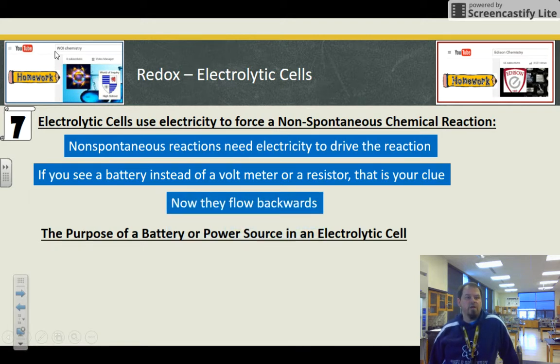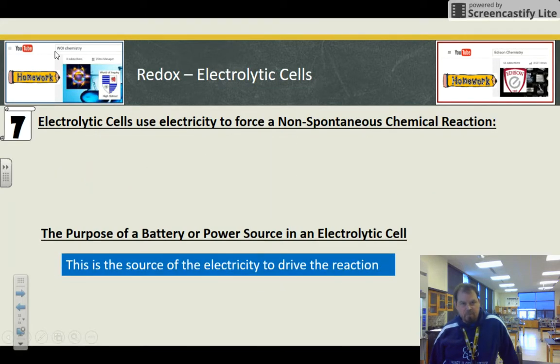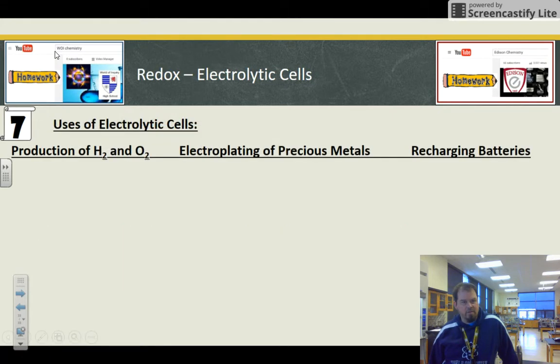Okay, so now they flow backwards, hence the electroplating. The battery, this is the source of the electricity to drive the reaction. It's the source of the energy. It's perfectly stated, the source of the energy. It's why we need a battery. So what is the purpose of the battery in an electrochemical cell? That is the source of energy, source of electricity.